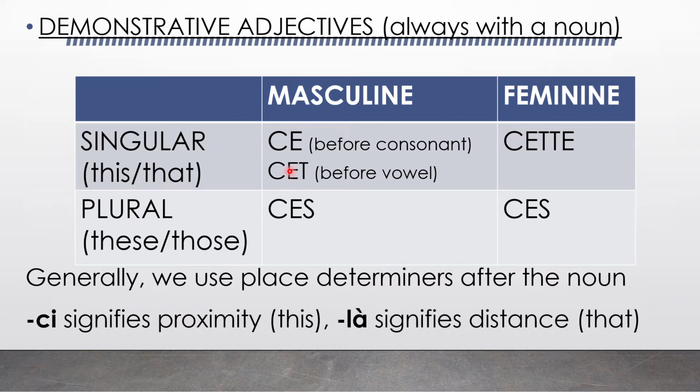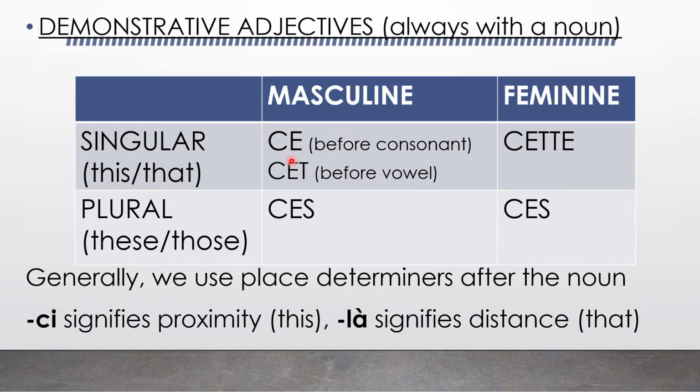So ce garçon-ci or ce garçon-là, ci and là. This ci and là has nothing to do with the gender of the noun. This ci and là has to do with the place. So if you're saying ce garçon-ci, this ci is coming after the noun. You're using the demonstrative adjective ce before garçon, you're using ci after the noun. So ce garçon-ci would be this boy. Whereas if you say ce garçon-là, it would be that boy, because ce can mean this or that.